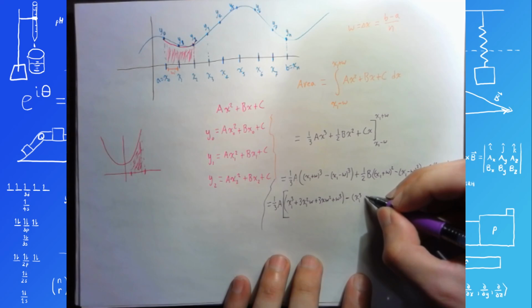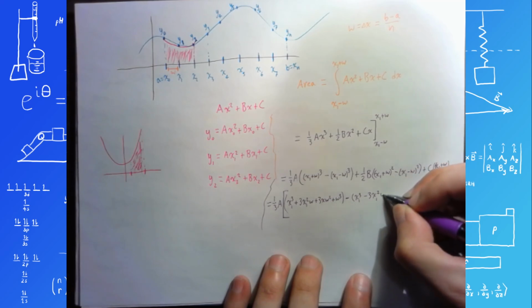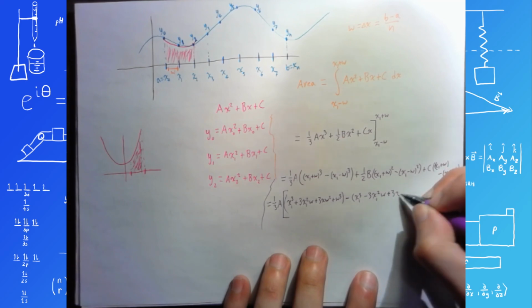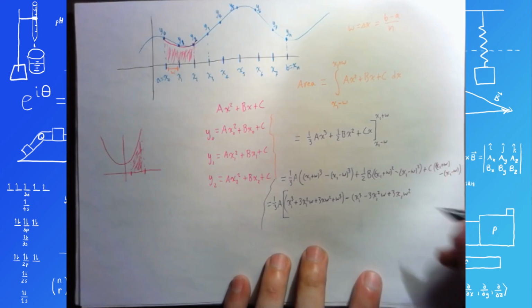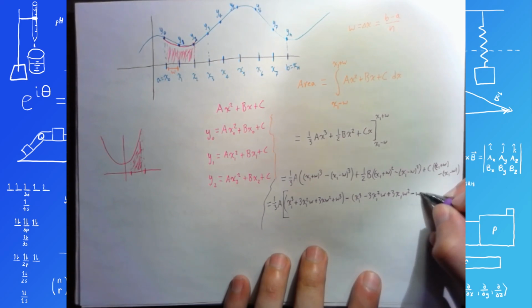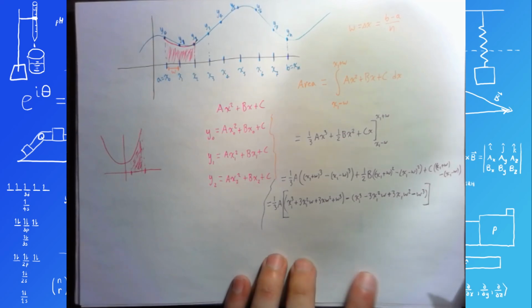Then it's going to be 3x1 squared times a negative w, so minus 3x1 squared w. And then next is going to be 3x1 times, if I square negative w, the negative disappears, so that's plus 3x1 w squared. And then if I cube negative w, I get minus w cubed. Close those parentheses and close that bracket.